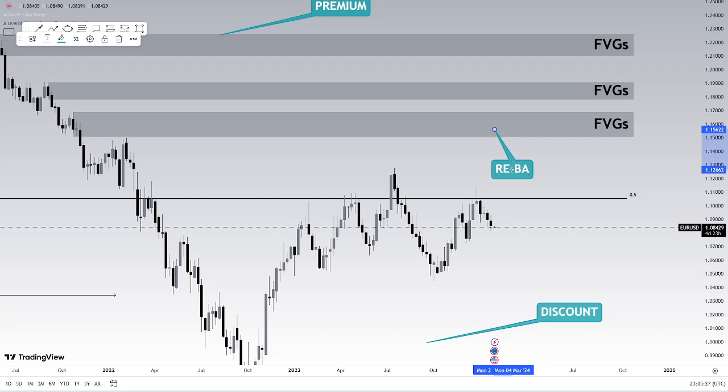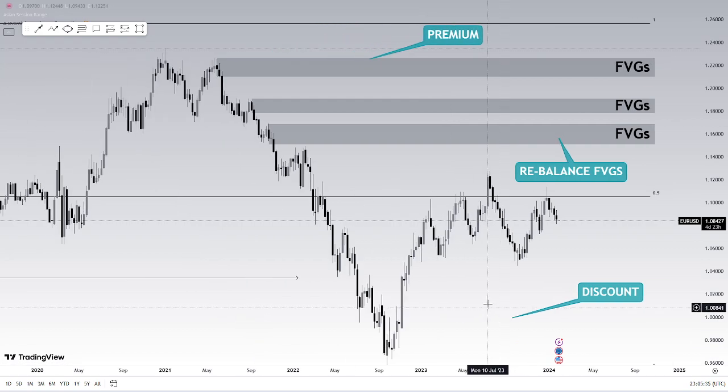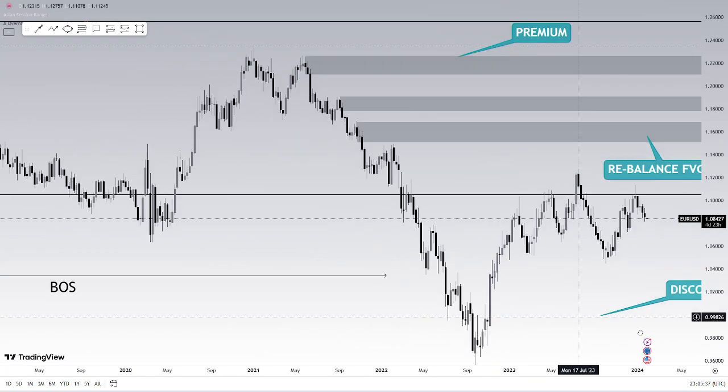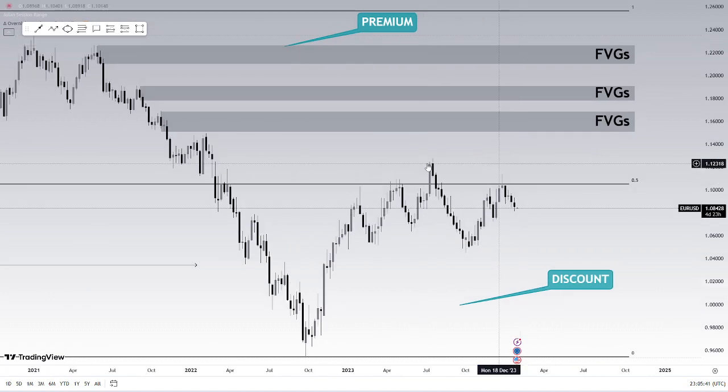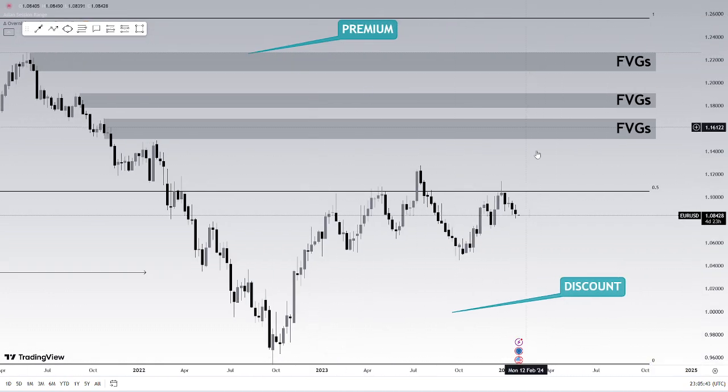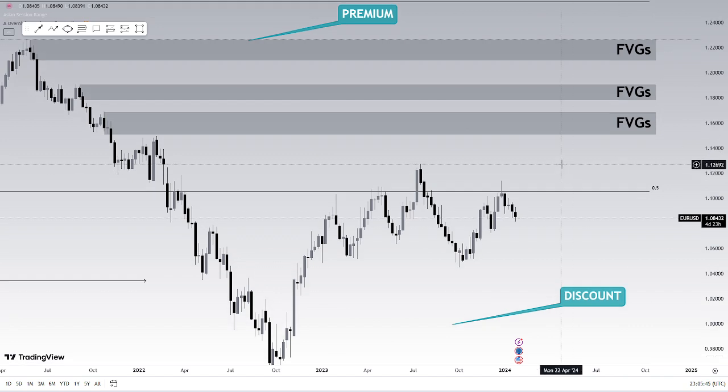So I'm just gonna write that down. Rebalance fair value gaps. So rebalance inefficiencies in price. So from here, we need to understand that we are overall bullish on the weekly time frame. Even though structurally we're bearish, we have a bullish narrative, and that is for price to simply reach up to these fair value gaps over here. So this is how we're working, right?